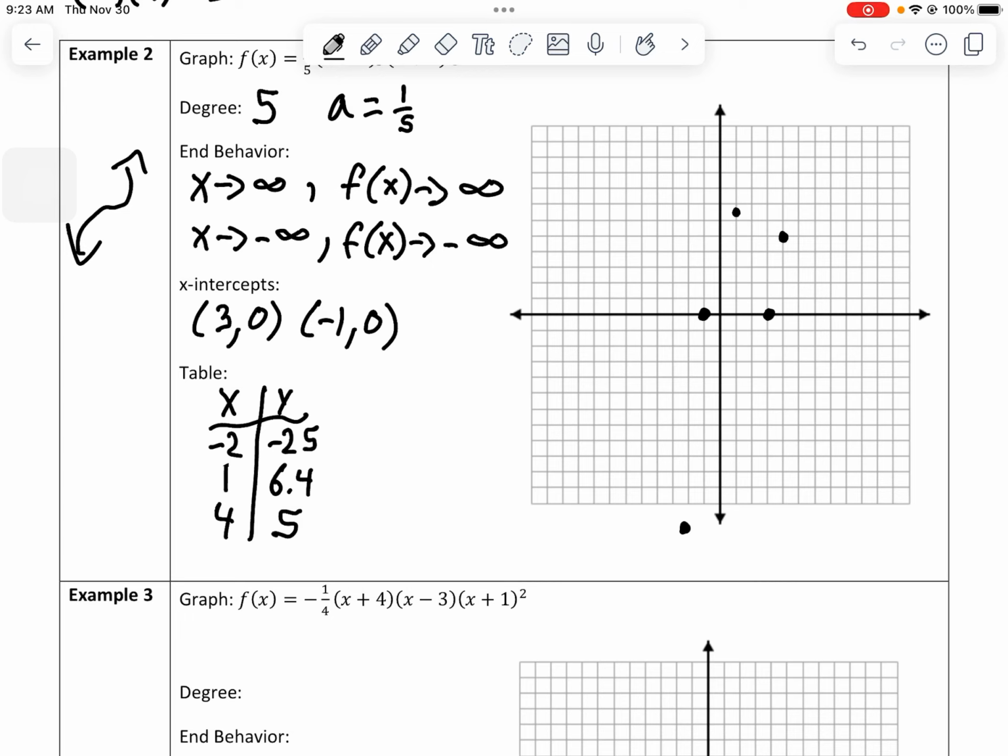So what happens, and what's kind of weird about this graph, is we're coming from the bottom. It's going to go all the way up till it reaches about there, and then it's going to dip back down, and then it's going to go back up.